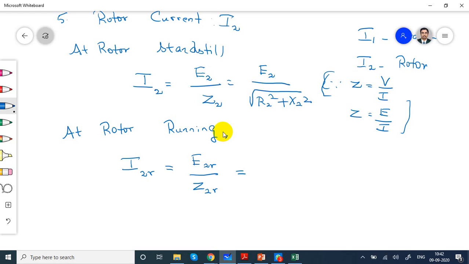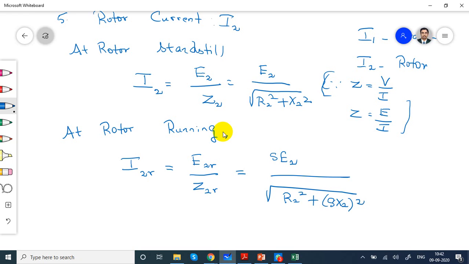E2R equal to S into E2, divided by square root of R2 square plus S into X2 whole square.